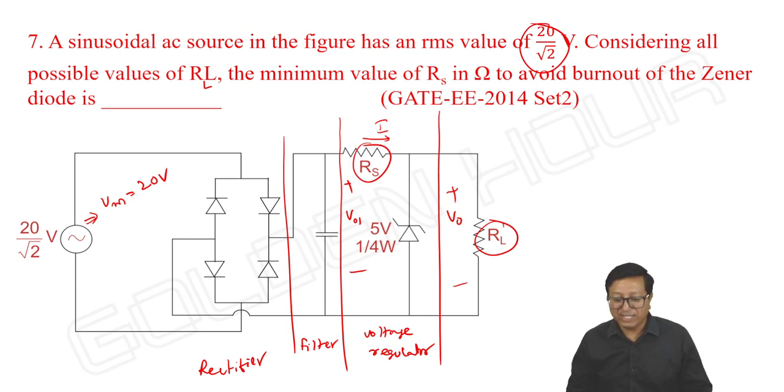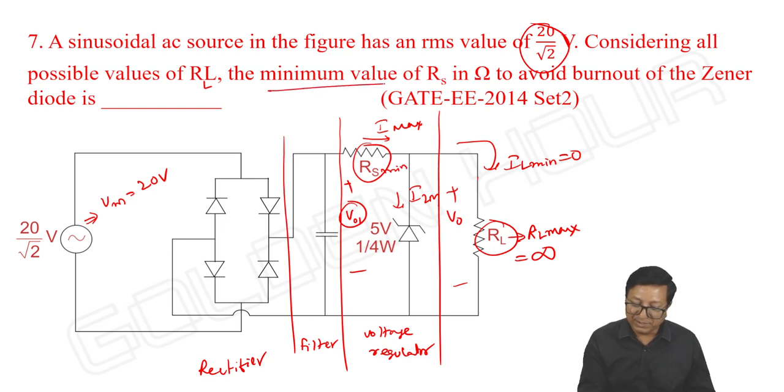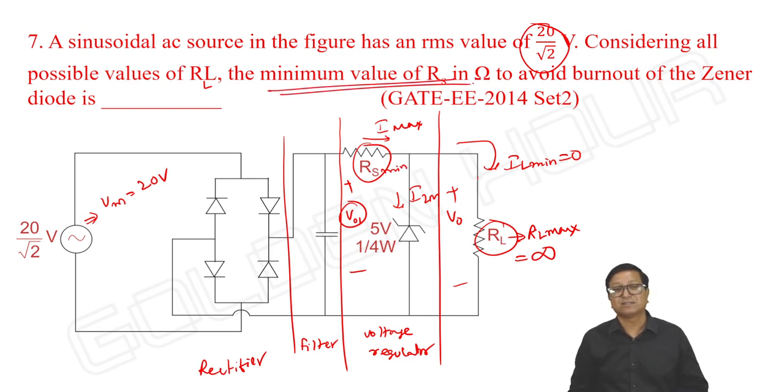Is it not so? I will be maximum if and only if input is maximum. And RL is varying, we should take RL maximum also. RL should be equal to RL maximum whose value is infinity, because all possible values they mentioned. So IL minimum will be equal to 0. Input is maximum, RL is maximum, IZ is maximum, and hence I is maximum. I is maximum means RS is minimum. The minimum value of RS is asked. Nothing else in this problem.